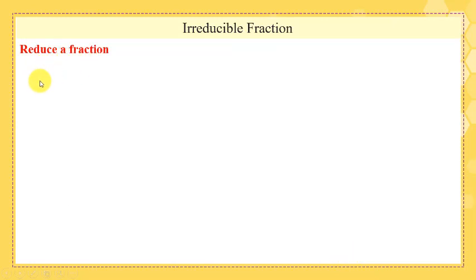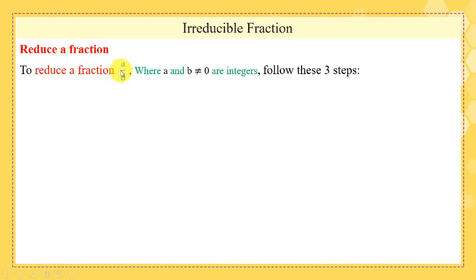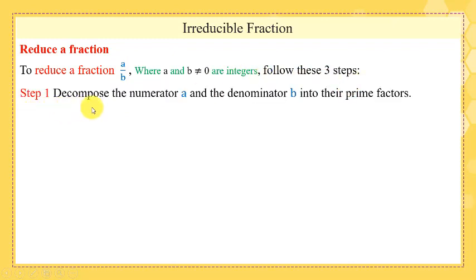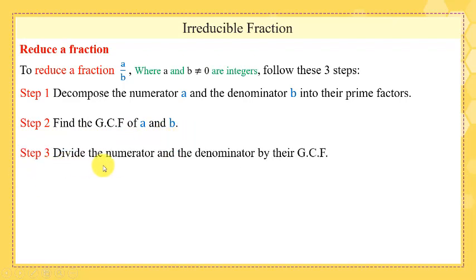Now, how to reduce a fraction? To reduce a fraction a over b, please follow these 3 steps. Step 1. Decompose the numerator a and the denominator b into their prime factors. Step 2. Find the GCF of a and b. Step 3. Divide the numerator and the denominator by their GCF.